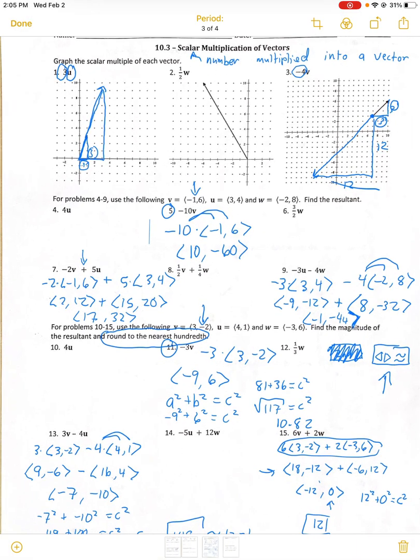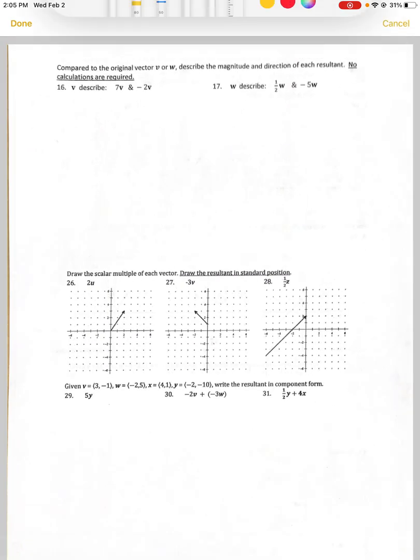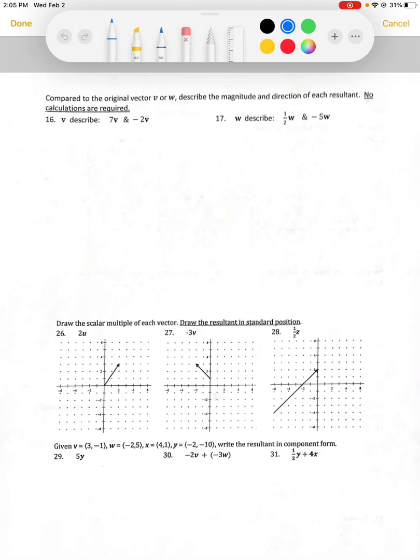So now I'm going to just go ahead and flip over to the back. Because the back, these questions are just slightly stranger, so I just want to make sure that you understand what they're actually asking for. Compared to the original vector v, or w, describe the magnitude and the direction of the result. No calculations are required. So we have vector w here. We need to describe half of w and negative 5w. So I'm going to start with half of w.